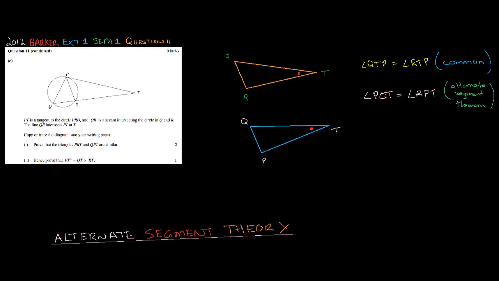We're going on with a Barker past paper, the Extension 1, Semester 1, still doing question 11, up to 11E, and it is a circle geometry question that relies on a few circle geometry properties, but it comes down to similar triangle proofs.